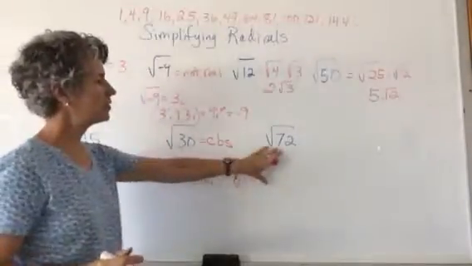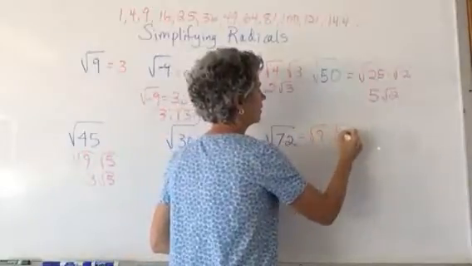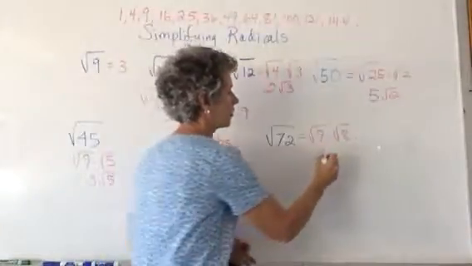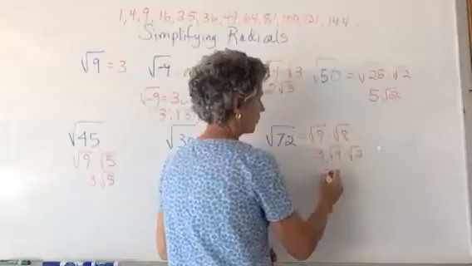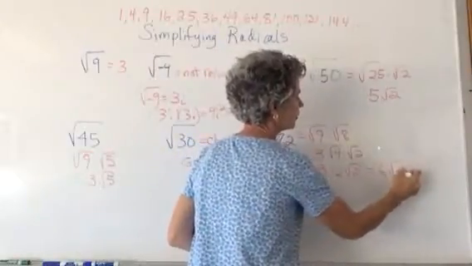If you had one like 72, you might want to first say, oh, that would be 9 times 8. And then you have 3 times the square root of 8. But the square root of 8 can go further. That would be the square root of 4 times the square root of 2. So you have 3 times 2 times the square root of 2, or 6 square root of 2.